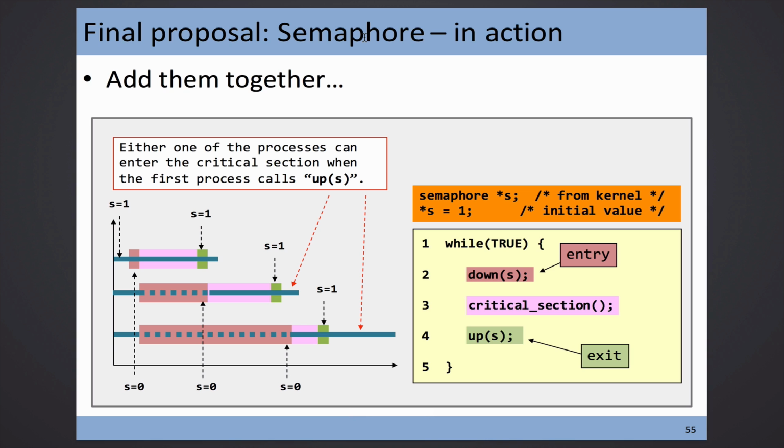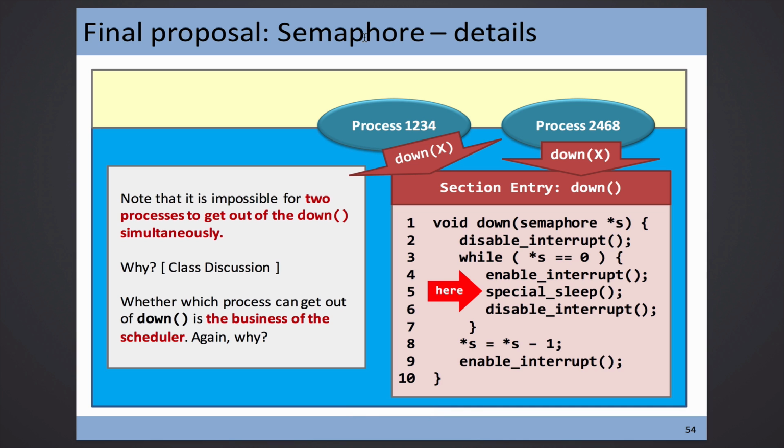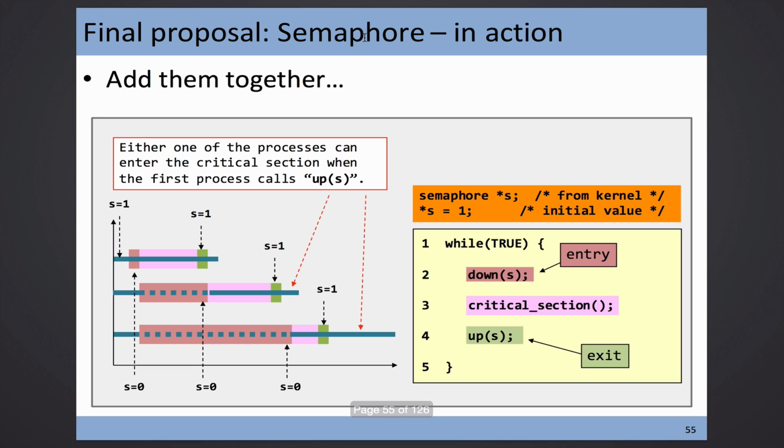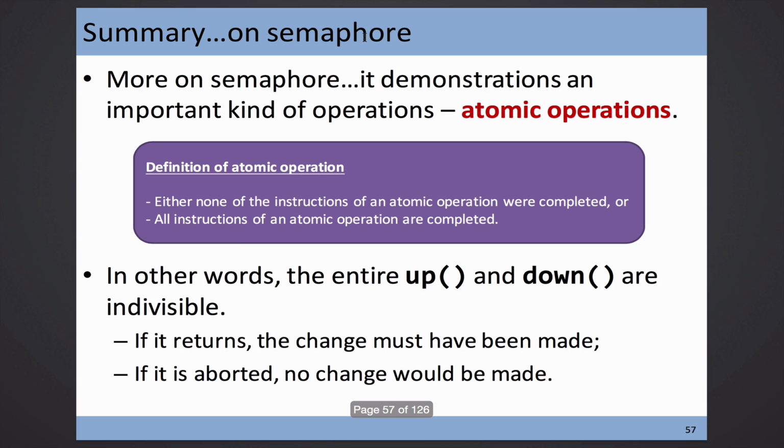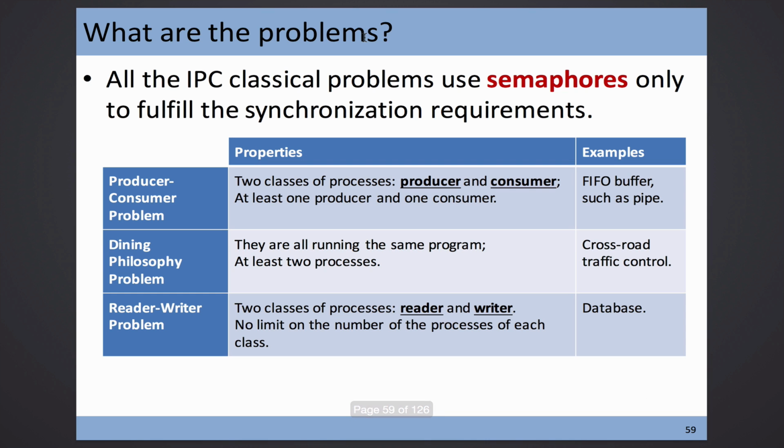So this is the true implementation. I mean, the concept is true, okay? Of course, the exact implementation is not like that, okay? And this is a semaphore. And this is the best choice, okay? And it's the current choice in every system. And later, when we come back, we will talk about 3 classic examples.